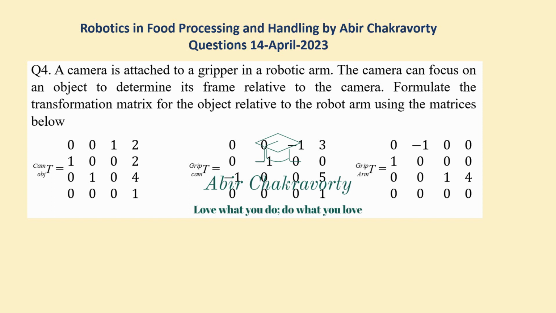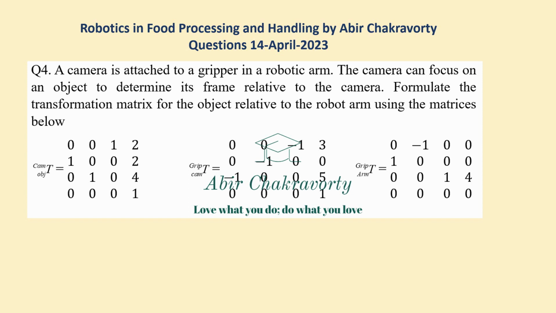So these are the examples. We will learn this with the help of examples. First of all, we study the homogeneous transformation matrix. What are homogeneous transformation matrices? We will see in this example. They are basically the combination of rotation matrix and translation matrix. So this is the translation part, this is the rotation part.